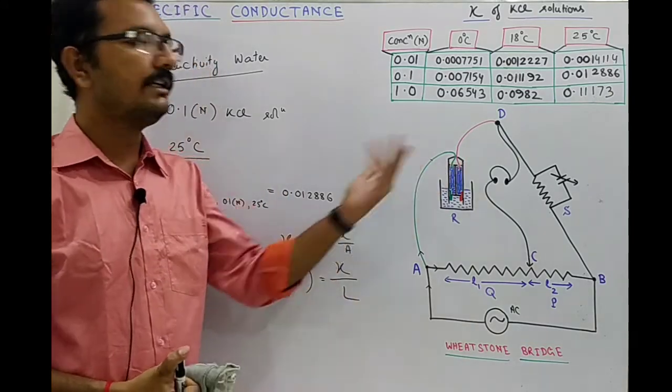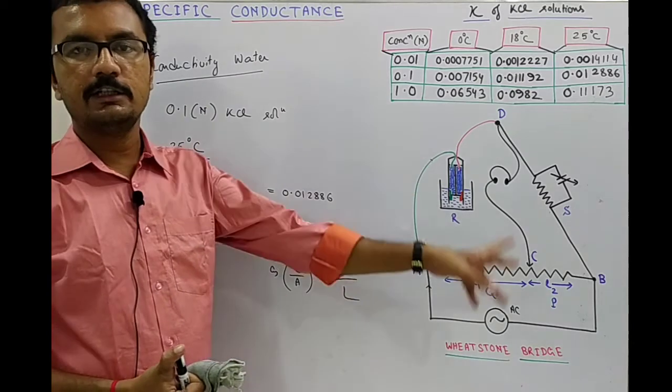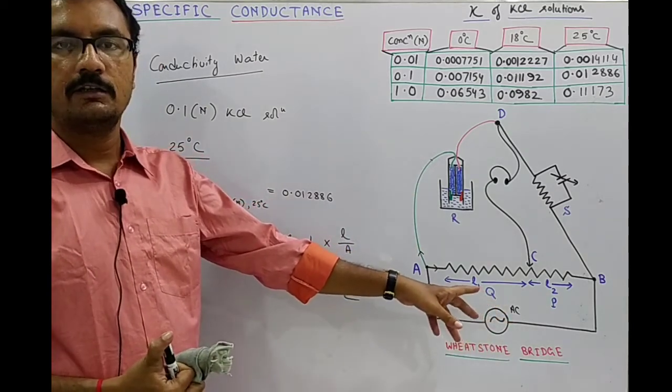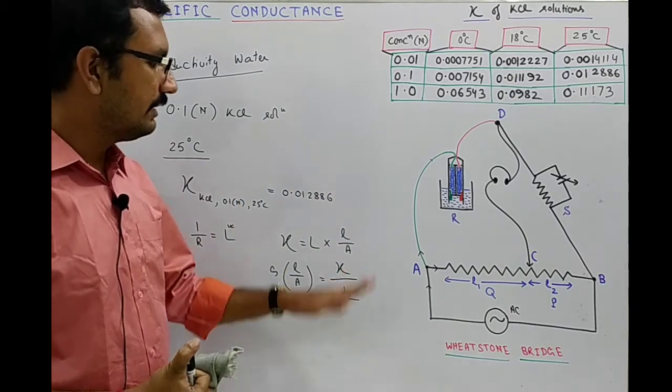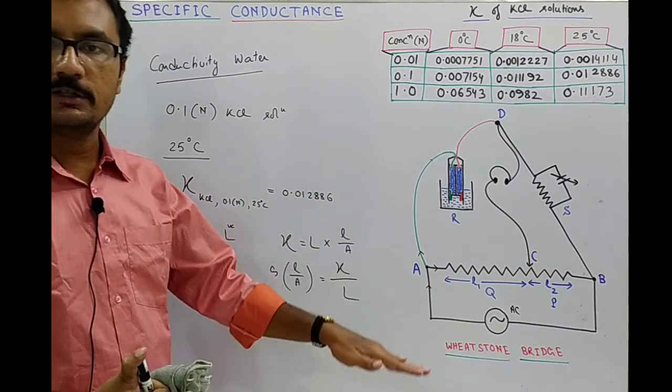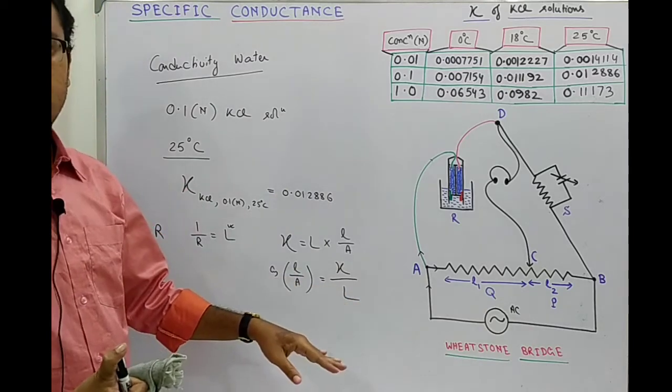So, another label is ready. Do not throw it in the dustbin, that will destroy resource. So, these are simple ways to determine conductance, specific conductance and cell constant.